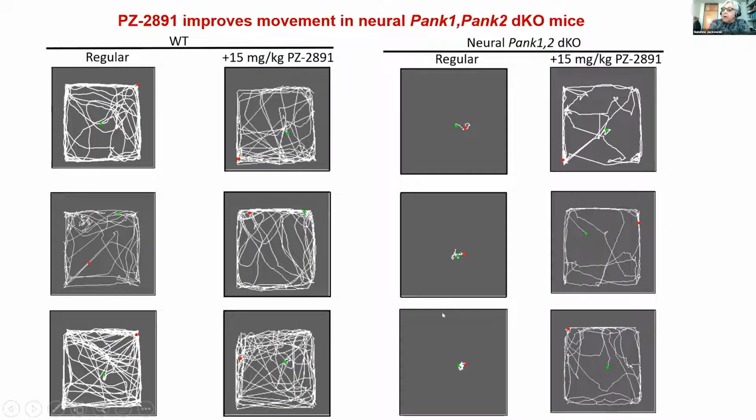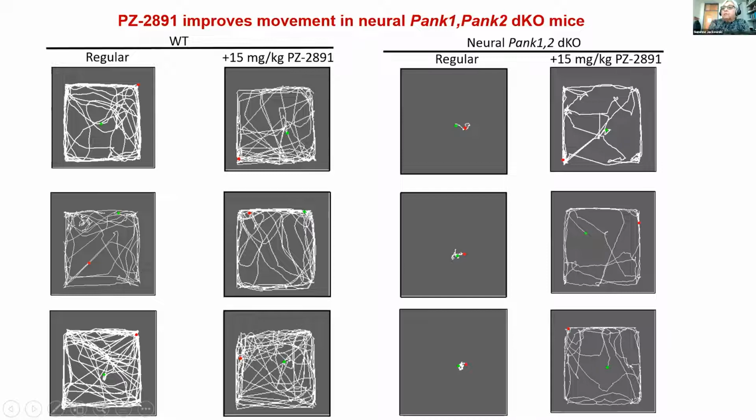Movement in this mouse model also improved following pantazine treatment. If you look at the video tracing of mice in the open field test, on the left panel, we have matched wild-type mice moving freely in the arena over 5 minutes. And treatment with pantazine did not alter this behavior.